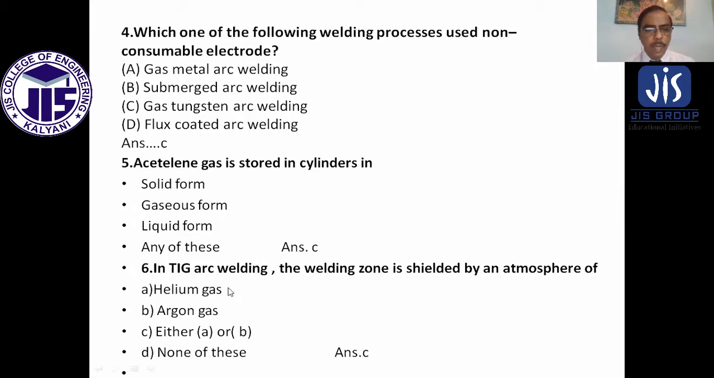6. In TIG arc welding, the welding zone is shielded by an atmosphere of helium gas, argon gas, either A or B, or none of these. Here also the answer is C. Helium and argon both can be used in TIG welding, and a mixture can also be used. So either A or B or both can be used for TIG welding.